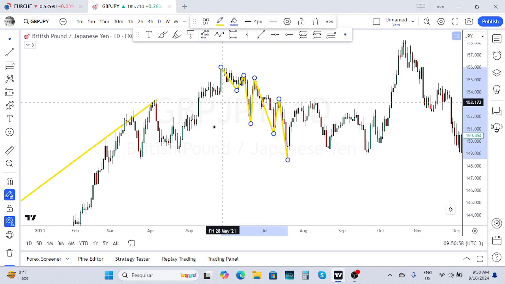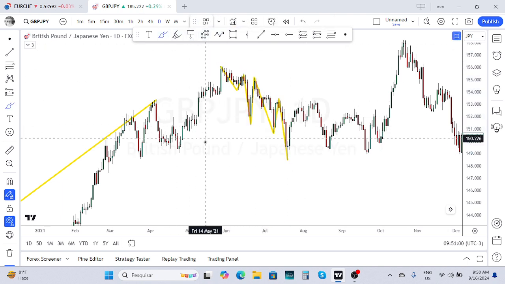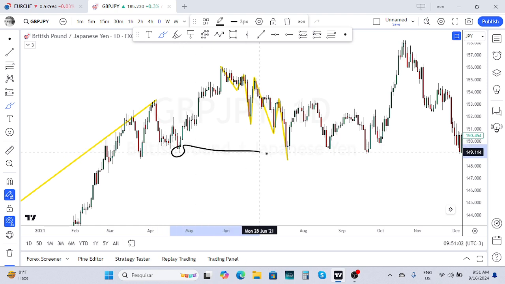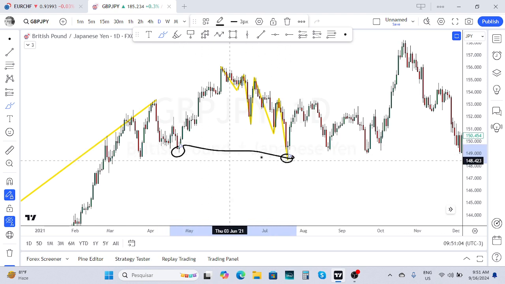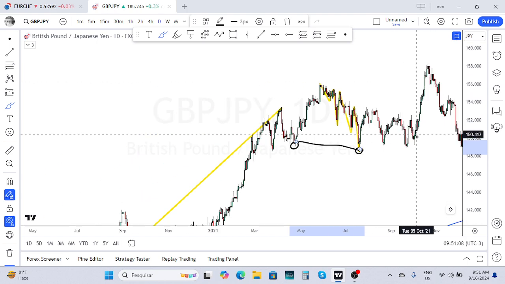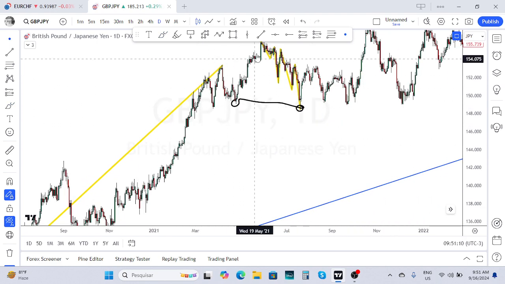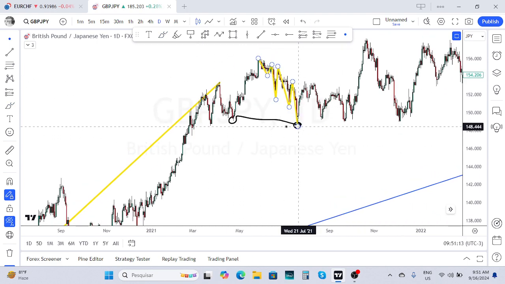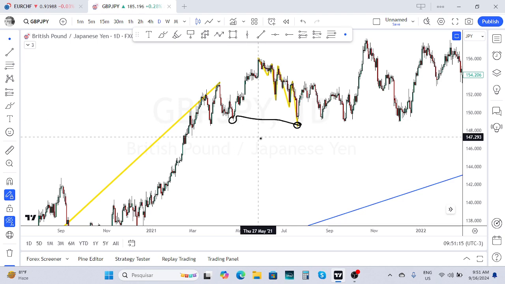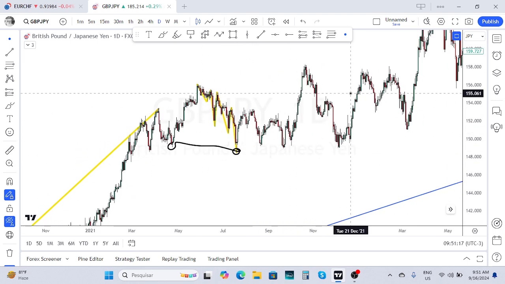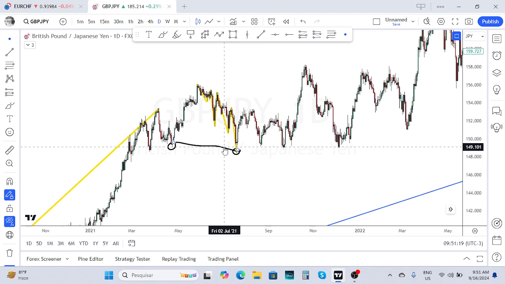You see, at this point in time we are no longer in this up market structure anymore, because this low has taken out this low. But as we can see right now, it has changed.